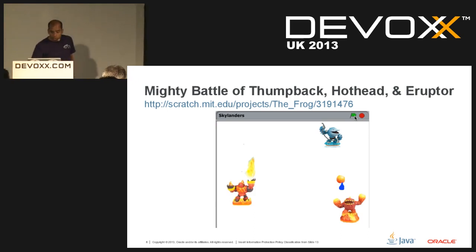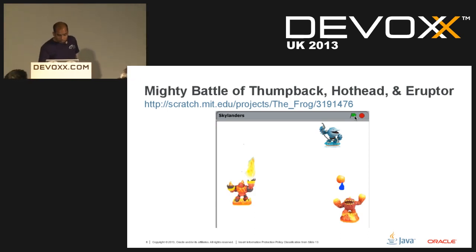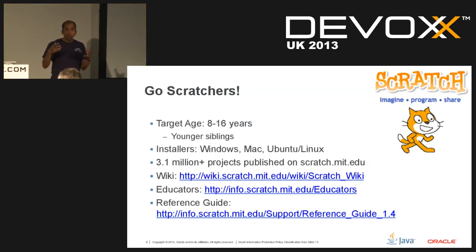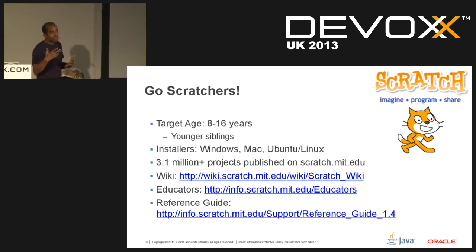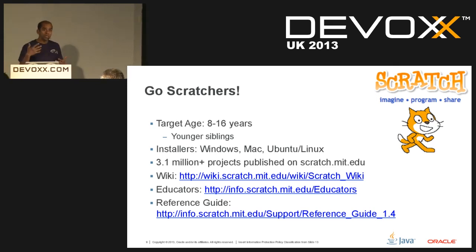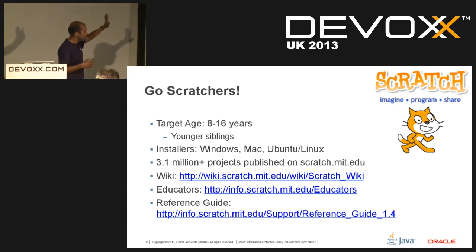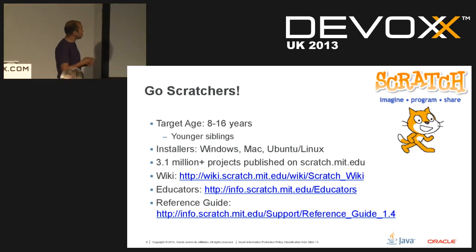One of the cool things about Scratch is they have a mechanism by which you create a game, and then you can publish it and share it. There are already 3.1 million plus Scratch games available. These are the projects that folks, kids, have created, and they publish them on the Scratch website.